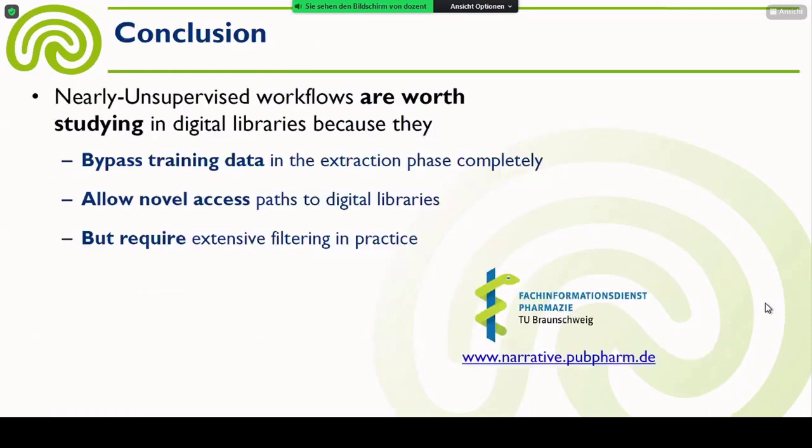And this brings me to the end of my talk. So I really believe that these unsupervised workflows are worth studying in digital libraries. You can extract statements with them, and they allow you to bypass training data in the extraction phase completely. You do not need any labeled sentence at all. And this could allow novel access paths to digital libraries. But you must be aware that you need extensive filtering in practice, and this could be in some cases as expensive as labeling training data.